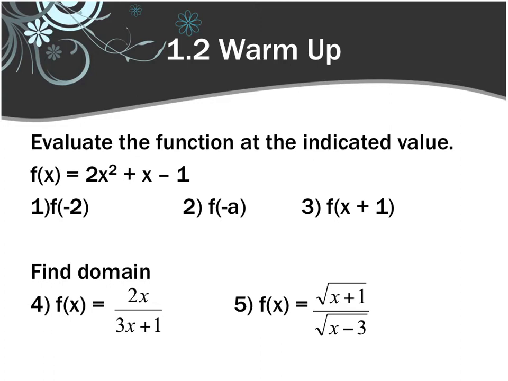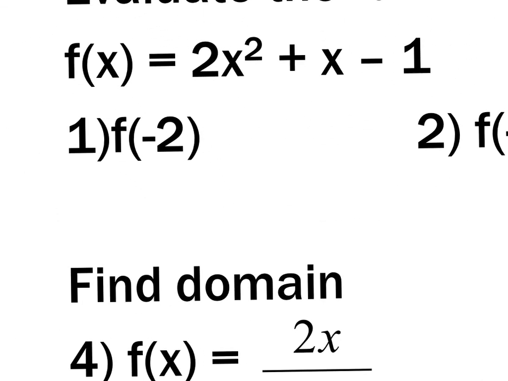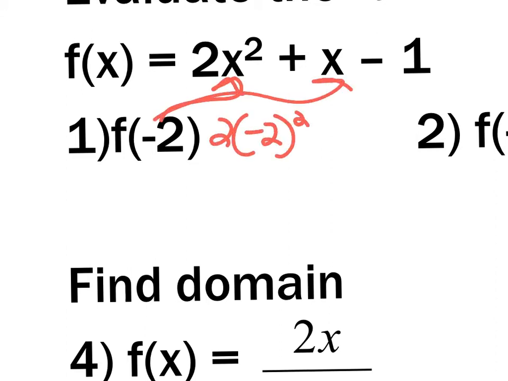All right, so in 1.2 we talked about functions, or we started to talk about functions, beginning with just evaluating a function at an indicated value. So if it said f of x, f of -2, what are we supposed to do with that? Good. Everywhere there's an x in my f of x, I'm going to replace it with the -2. So I'd get 2 times -2 squared plus the -2 minus 1.